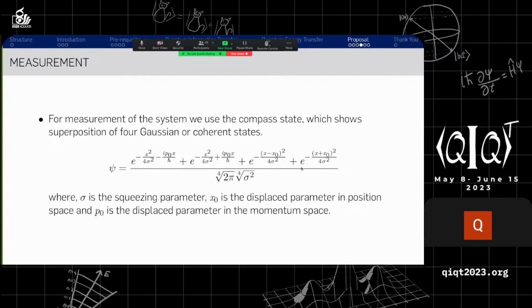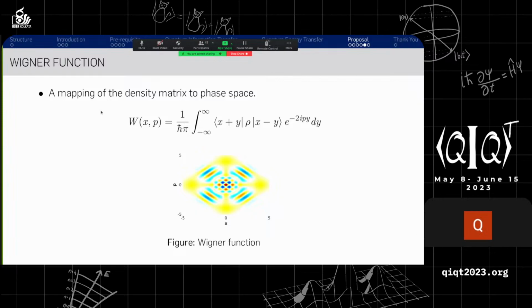We perform this measurement using the compass state. We started with calculating the Wigner function for the system. The Wigner function is a mapping of the density matrix to the phase space. The compass state acts as a probe here. So in order to check the properties of the compass state, we computed the Wigner distribution, where we got a chessboard type structure.